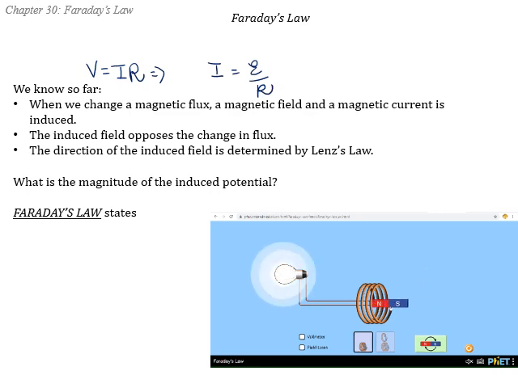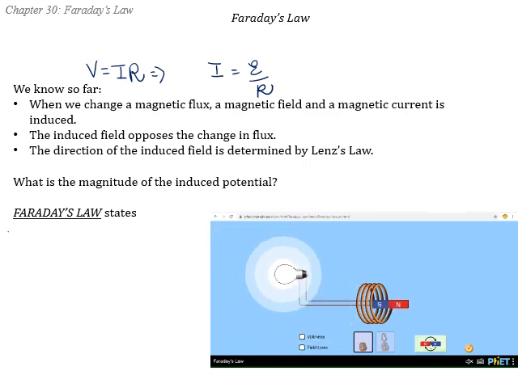So the induced potential, we know that it's related to magnetic flux, and I've got a clip of a PhET simulation running down in the bottom. When your magnet is still, it doesn't light up. When the magnetic field changes, the light bulb does light up. So how is the induced potential epsilon, or the EMF, related to the change in magnetic flux? That's what Faraday's law states.